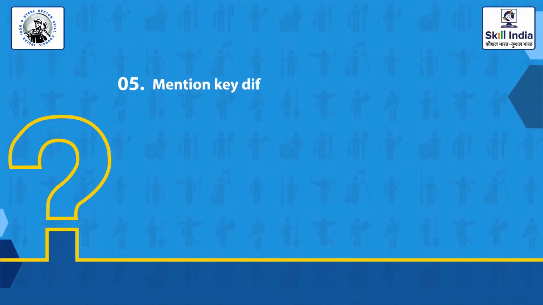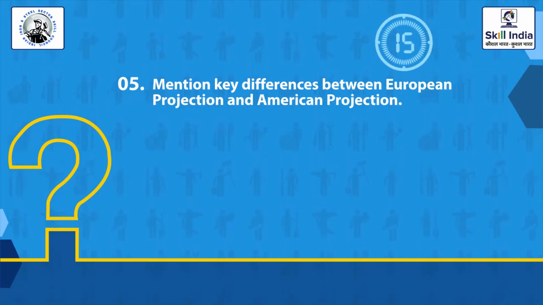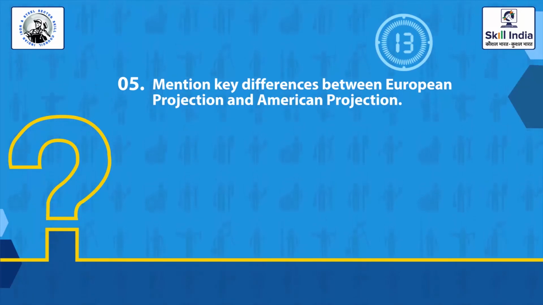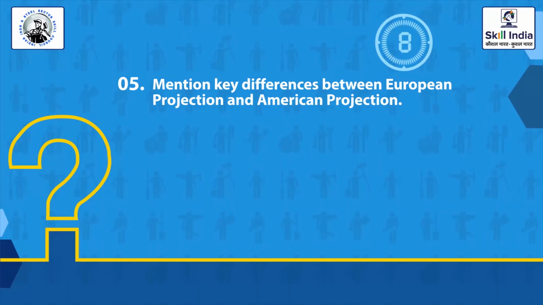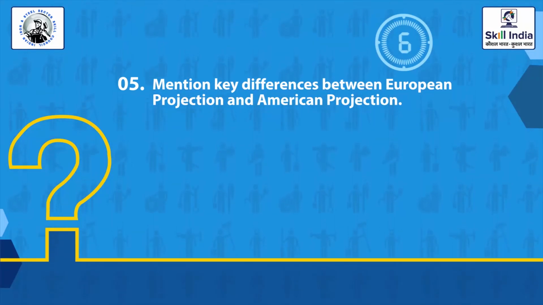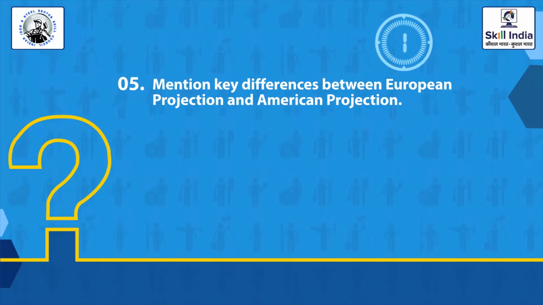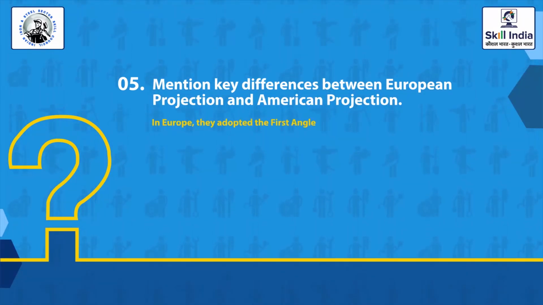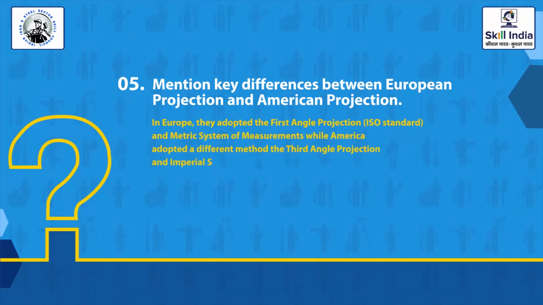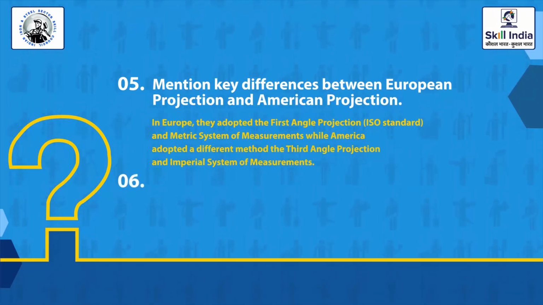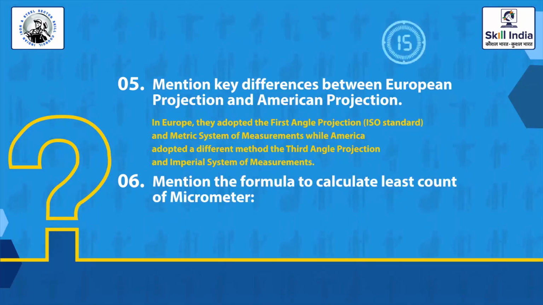Question 5. Mention key differences between European projection and American projection. Question 6. Mention the formula to calculate least count of micrometer. Answer.